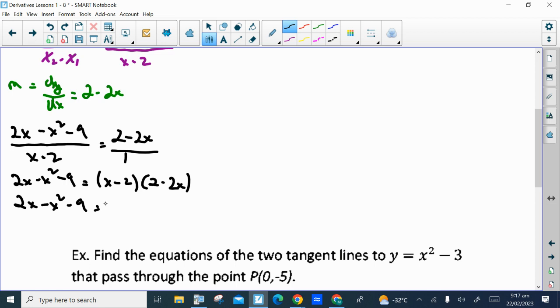So when I multiply this out, the front terms will be 2x, the outers will be minus 2x squared, the inners will be negative 4, and the last will be positive 4x. If I bring everything from the right side over to the left, I'll add 2x squared to both sides, which will give me x squared. On the right, 2x and 4x gives us 6x. If I subtract the 6x from both sides, I'll get minus 4x. And then when I add 4 to both sides, I'll get minus 5 on the left.